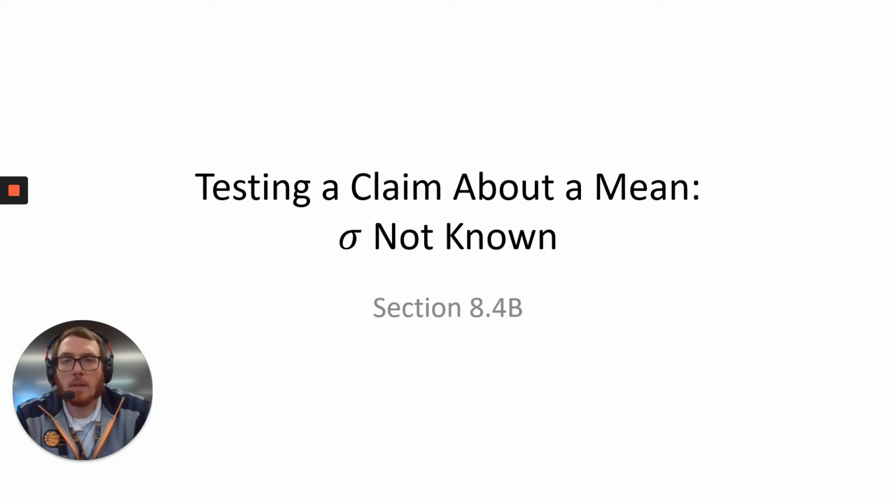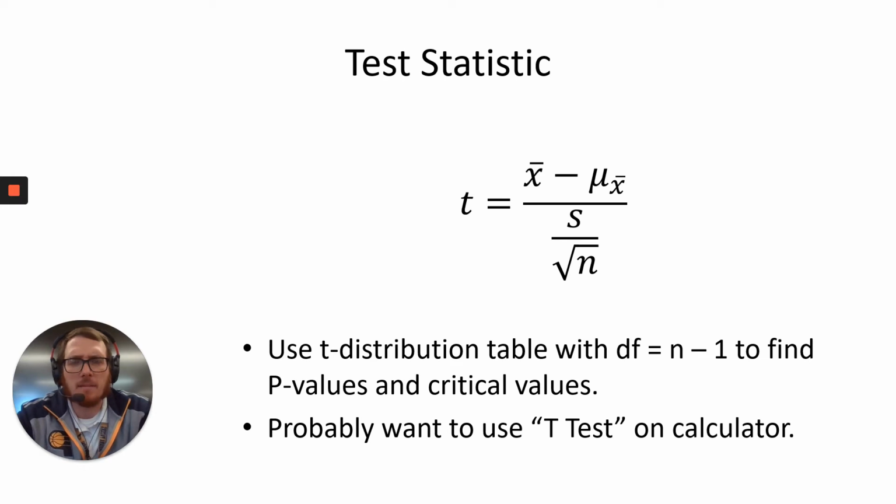Hello class, welcome to our lesson today about testing a claim, dealing with means today as opposed to proportions like we did in our previous section. Everything we're going to look at today is dealing with sigma unknown, so that means we don't know the standard deviation of the population. There may be a question or two about population standard deviation, but really the focus is going to be about when it's unknown. So let's go ahead and get started with what that means.